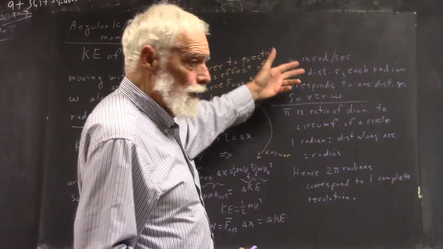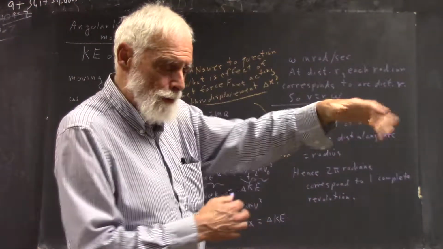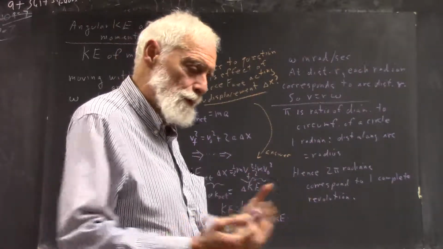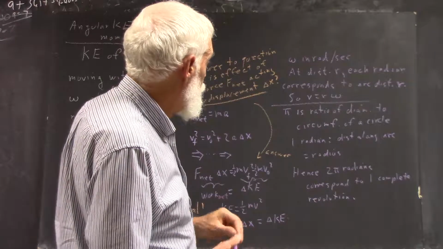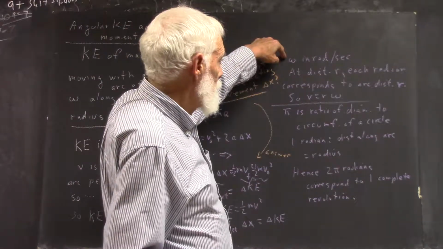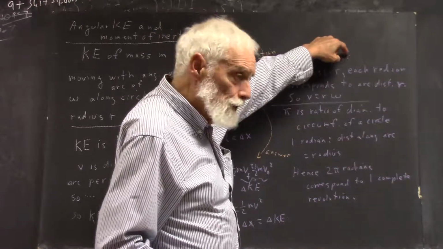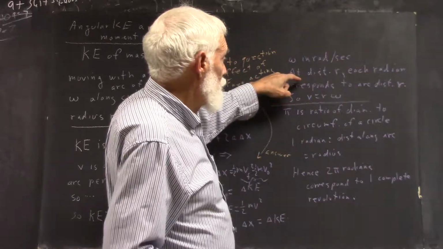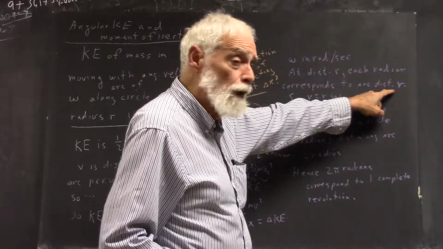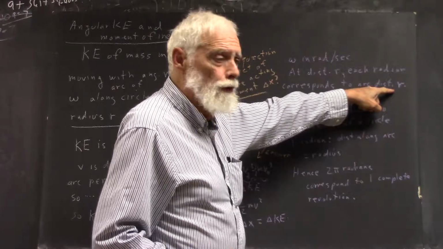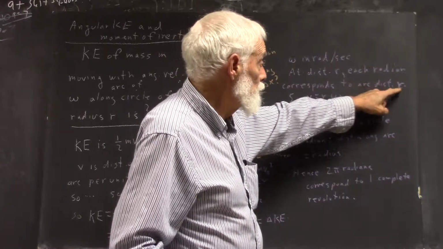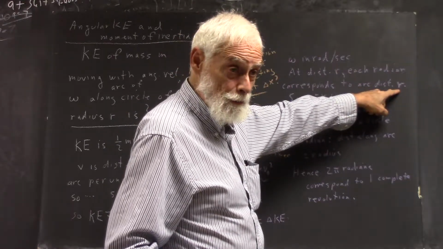All this is background, and it was around a discussion of a beam rotating about an axis, and we were rotating the beam and looking at it. It follows that if omega is in radians per second, then at a distance r, each radian corresponds to an arc distance of r. So, for example, if you're moving at 2 radians per second, you'd be moving a distance 2r every second.